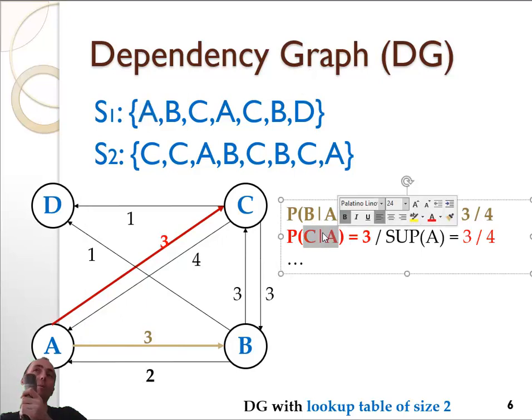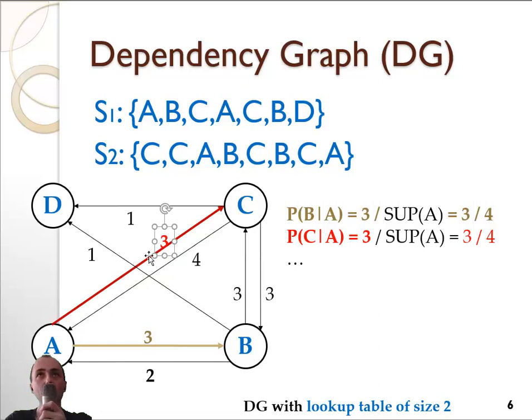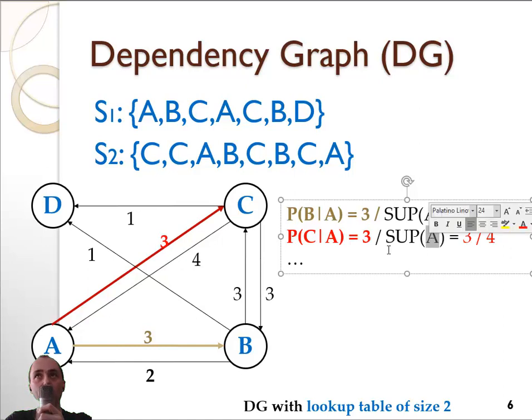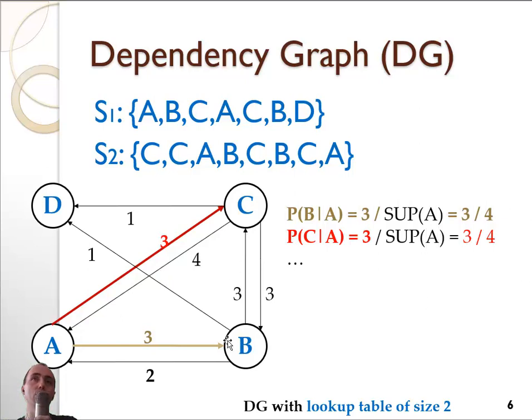Now, if we look at the probability that C follows A, it will be the number of times that C follows A, so this number here, 3 times, divided by the number of times that we have A, which is 4 times. So again, 3 divided by 4. Using this simple graph, we can do some calculation to predict the different symbols that may appear after A. Then, of course, we can choose the one that has the highest probability. The advantage of this approach is that it is quite simple. It does not use a lot of memory. We build a small graph with a few nodes and a few links between them.